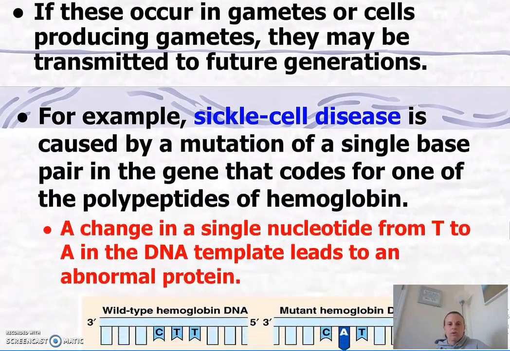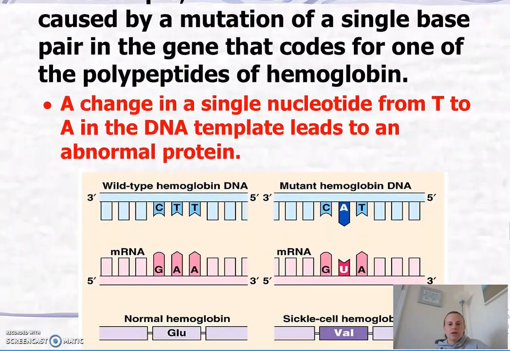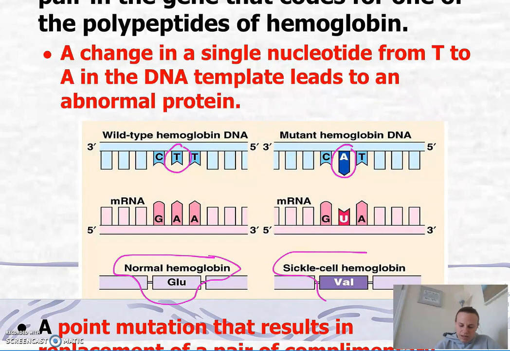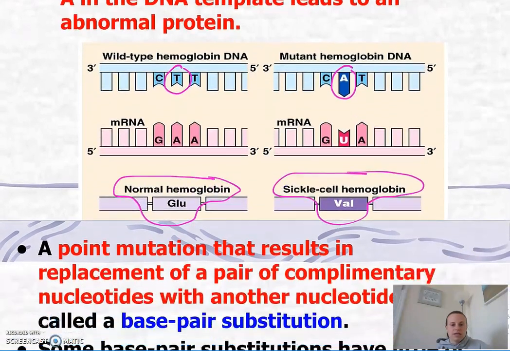Point mutations are what cause sickle cell disease, where I have a change in a single nucleotide. So instead of this T, I've got this A, and that results in producing an abnormal amino acid. Just one different nucleotide gives them one different amino acid, which causes this protein to fold and function improperly, giving this person sickle cell anemia.